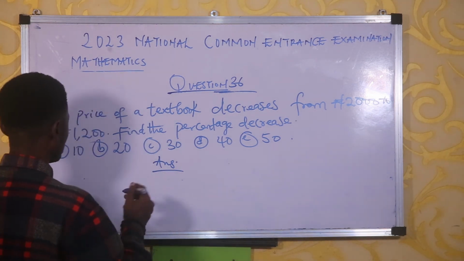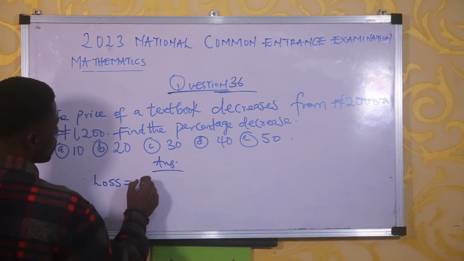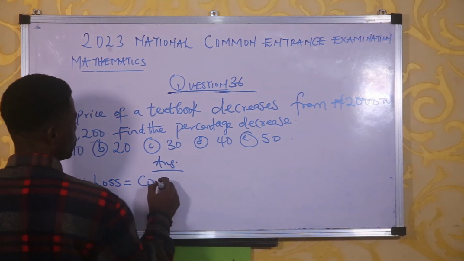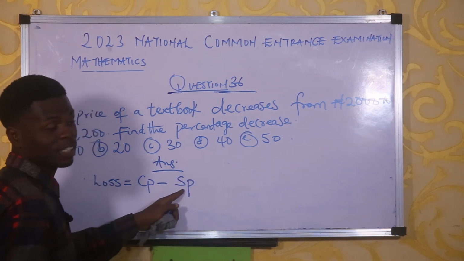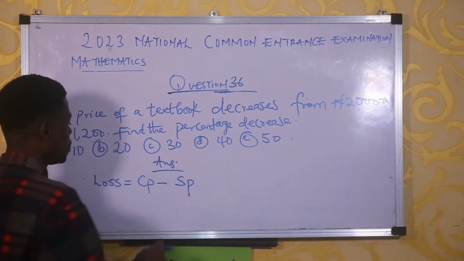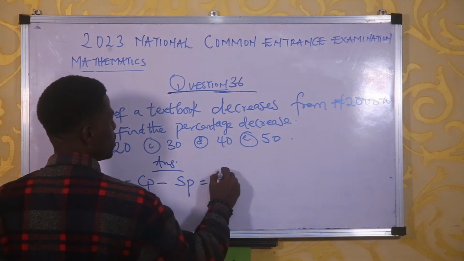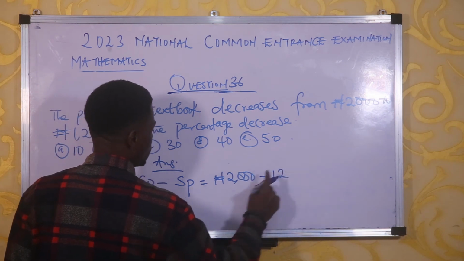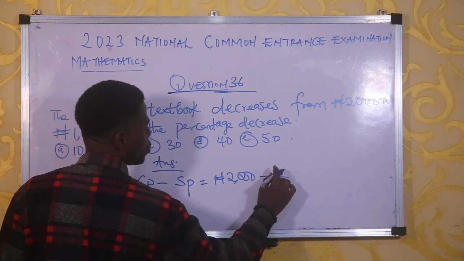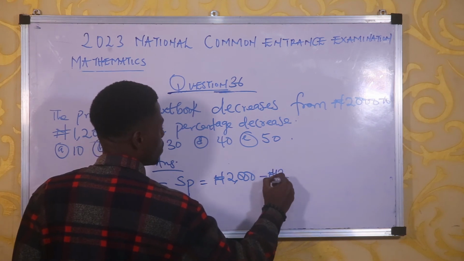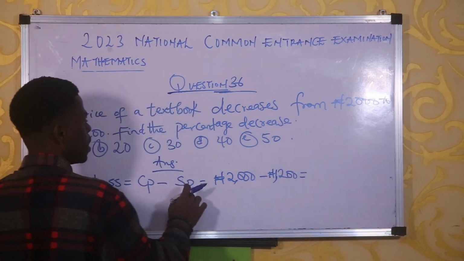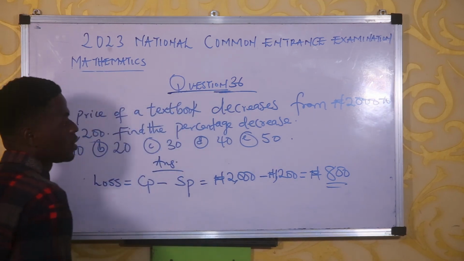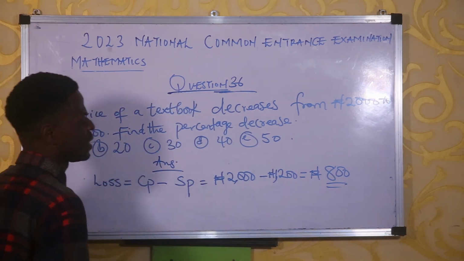So to get the loss, we say loss is equal to cost price minus selling price. The C.P. means cost price, and the S.P. means selling price. In this place, our cost price is 2,000 naira. Take note of that. Minus the selling price, which is 1,200 naira. So the amount lost is 800 naira. So the loss is 800 naira.